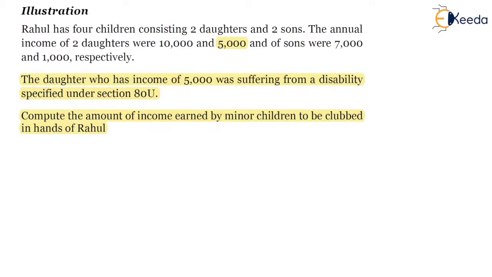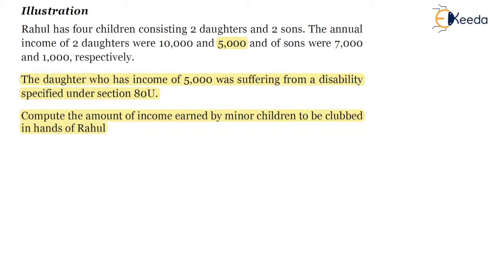Correct, friends? So, here there is no mention of who is minor and who is major. So, in absence of information, we will assume that all the children are minor. Okay, this assumption needs to be put. And 2 daughters and 2 sons. So, as per section 64(1)(a), income of the minor child will be clubbed in the hands of the parent. And here, there are specific facts which are missing: what is the source of this income, 10,000, 5,000, 7,000? Whether the source of this income is from an application of skill, knowledge, or manual work of the minor child. If yes, then nothing will be clubbed in the hands of the parent.